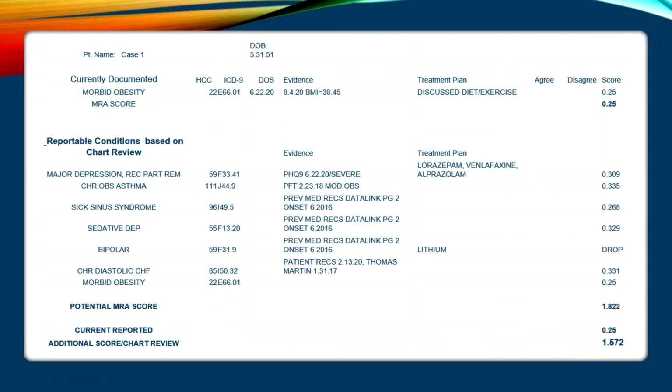Yes, ma'am. Okay, so the reason why you want to maximize and document all of these conditions is because you also need to account for those patients that miss appointments, that you can never get into the office, that are just out there wandering around, that you're not able to submit their MRA scores. The excess above and beyond that you're submitting for your other patients is going to level that out.